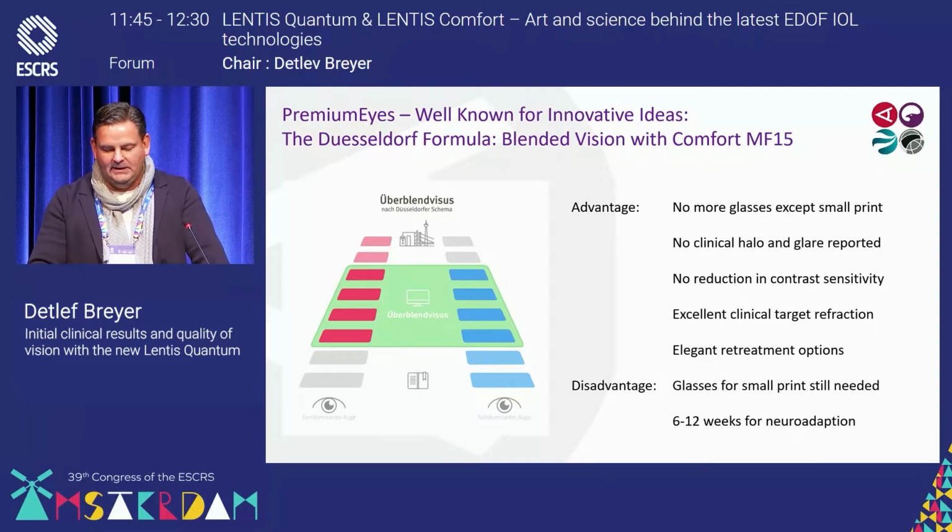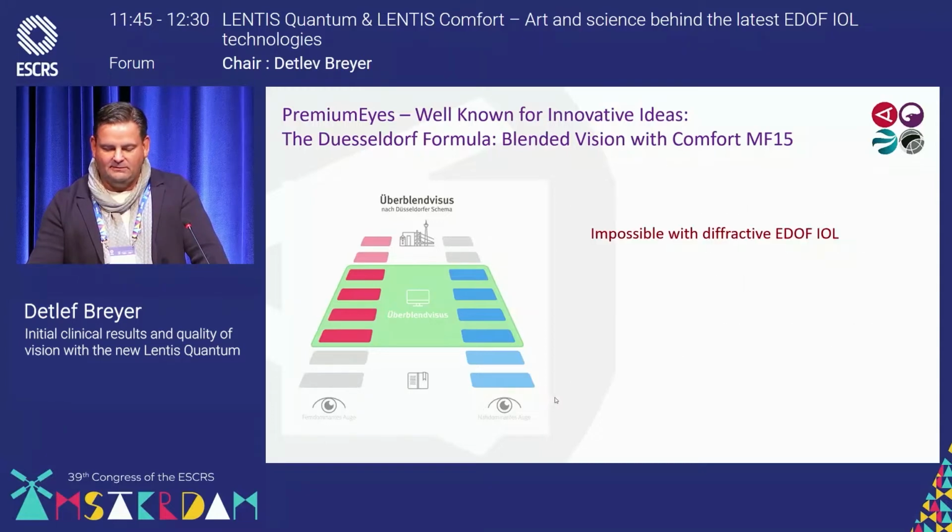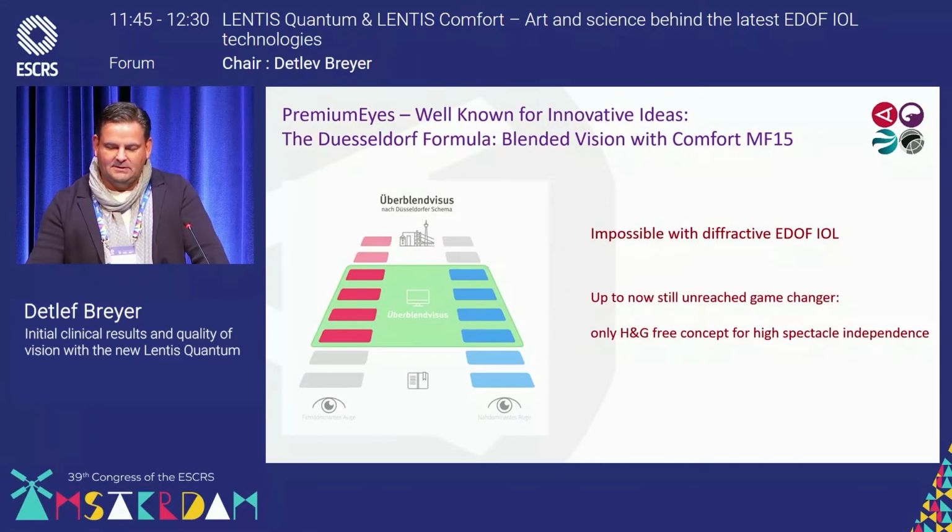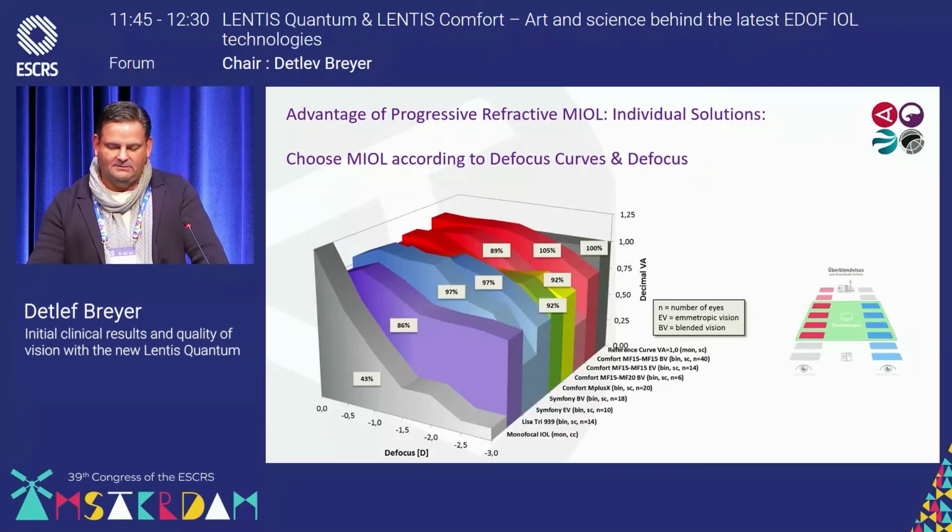The disadvantage was that you needed still glasses for small print and 6 to 12 weeks for neuroadaptation. But be aware, this is not possible, and don't try to do this with diffractive EDOF IOL. I tried it with a Symphony, and this was a bad idea. And those patients really have a lot of halo and glare. So the Comfort or other EDOF lenses we heard before that have a refractive design and not a diffractive design are better.